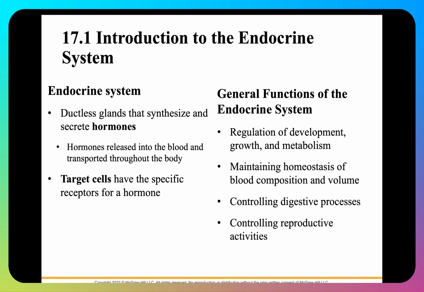Now, if we are looking at the diverse functions of the endocrine system, if we think about the maintenance of homeostasis, so blood composition, blood volume, the control of digestive processes, most of us probably think of the role of the endocrine system in reproductive activities. But also if we look at development, growth, and metabolism, they are all under the impact or control to some degree of the endocrine system.